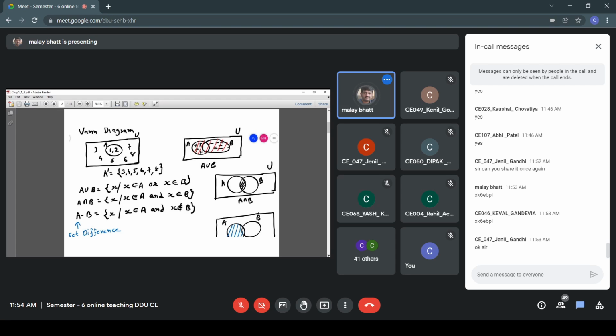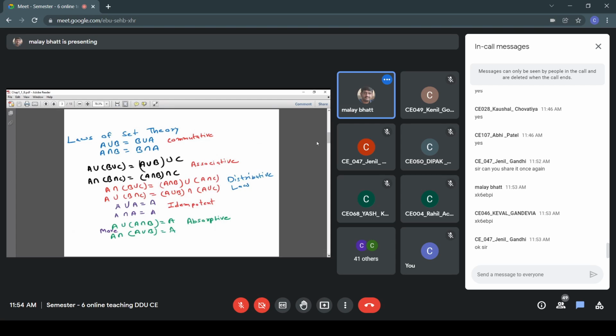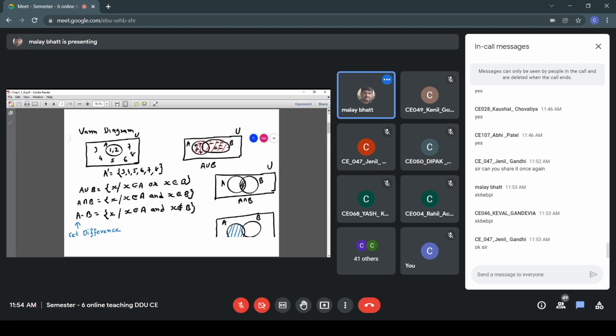The next one is a set difference. The set difference is represented as A minus B: {X | X belongs to A and X does not belong to B}. If it is a part of set A and if it is not a part of set B. So the exclusive elements of set A are in A minus B.